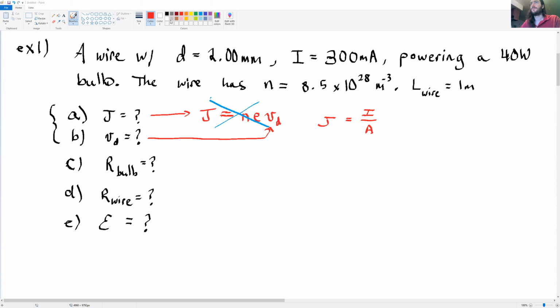So let's go ahead and highlight the information that we need here. Let's keep that the same color, so we'll go red here. We need this information right here, the diameter of the wire, to calculate its cross-sectional area. And then of course we need this right here, the amount of current that flows in the wire. So we can go ahead and convert those into units that we need here. So 0.300 amps.